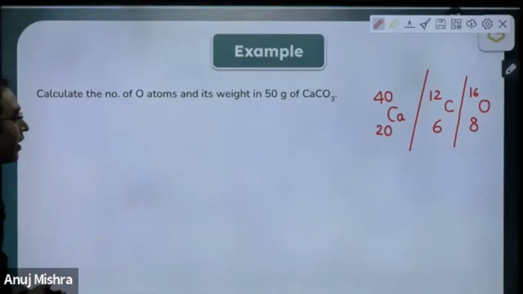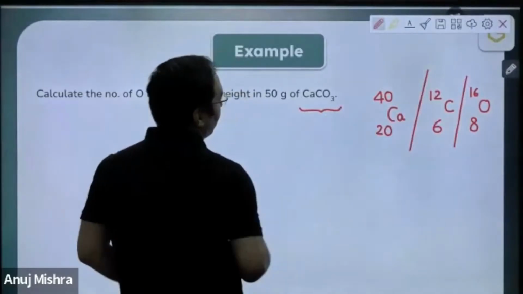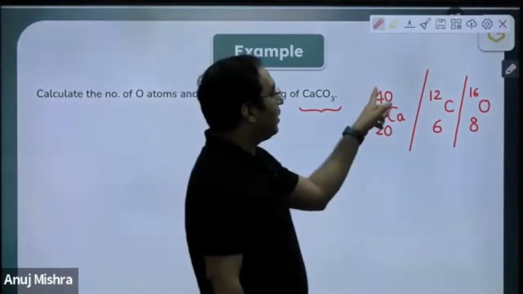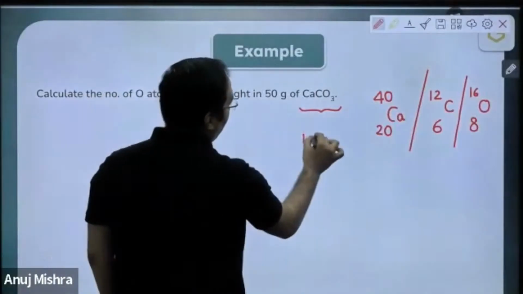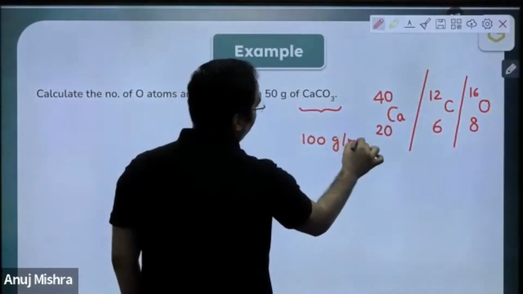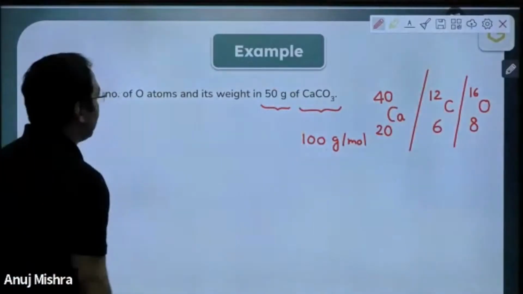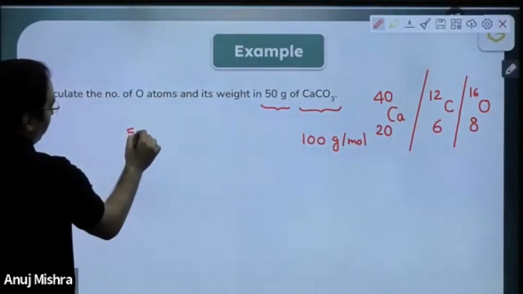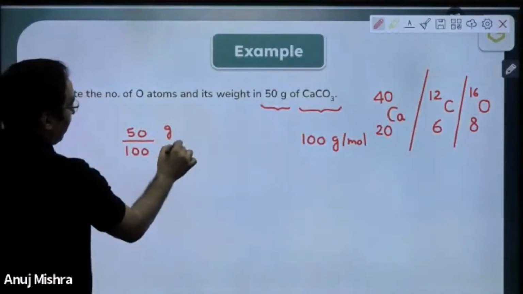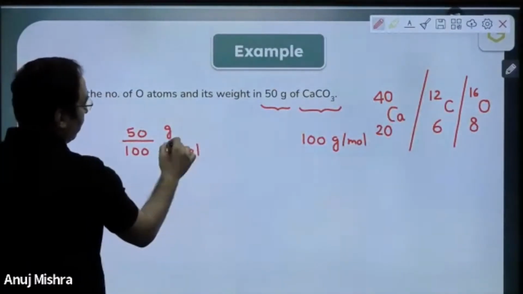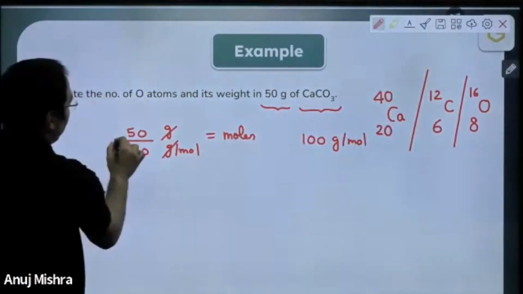What is the molecular weight of calcium carbonate? Use this data and tell me. 40, 12 and 16. So how much? 100 grams per mole. And we have 50 gram given here. So how many moles will be there? 50 divided by 100. See, remember, no need to mug up the formula. You say gram upon gram per mole will give you what unit? This will cancel out. It will become what? Moles. How many moles will it be? Half moles.